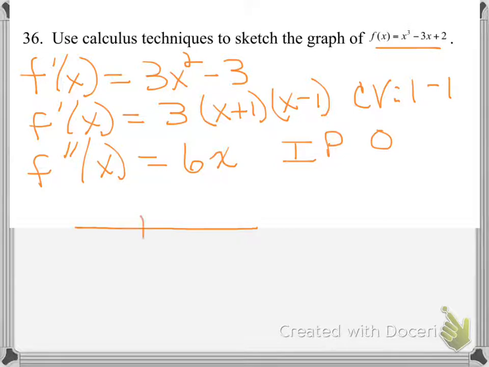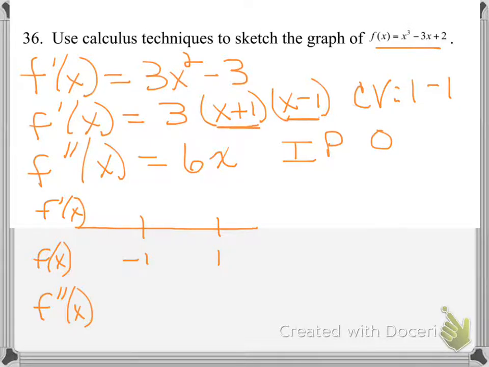So your critical values are what you put on your sign chart. You put them on as if it's a number line. And here's my first derivative test. Here's the direction of my original function, and here will be my second derivative test. Alright, pick a number to the left of negative 1. So let's pick negative 2. If I put a negative 2 in here, I'll get a negative here. That makes my slope positive. If my slope is positive, my function is going in the up direction.